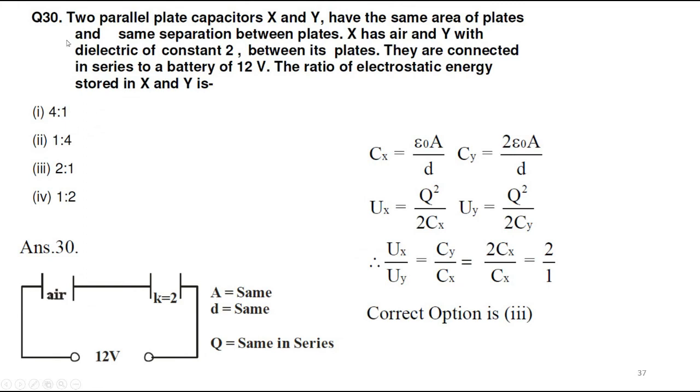Next question. Question number 30. Two parallel plate capacitors X and Y have the same area of plates and same separation between the plates. That means they have same capacitance, right? X has air and Y with dielectric constant 2 between its plates. They are connected in series to a battery of 12 volt. The ratio of electrostatic energy stored in X and Y is, according to key, correct option is option 3, 2:1.